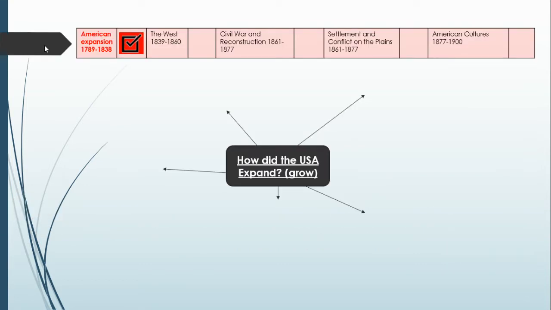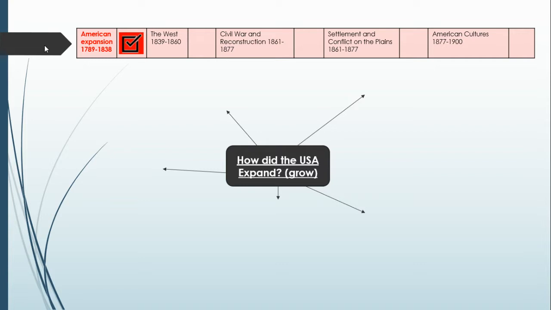Firstly, we're going to have a look at how the USA expanded, or how it grew. When the USA gained their independence from the British in 1776, there were only 13 original states, and these were all on the east coast of America. Americans believed that they should have the right to expand west.